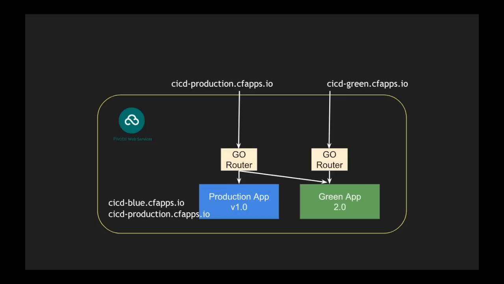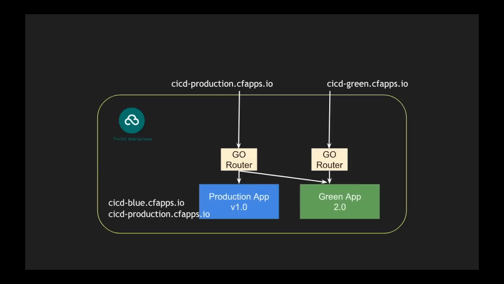Which basically means blue, green, and CI/CD production are all linked together. CI/CD production is pointing to both blue and green. So basically half the traffic will be routed to green and half the traffic will be routed to blue, because by default the Pivotal Cloud Foundry platform does round robin.